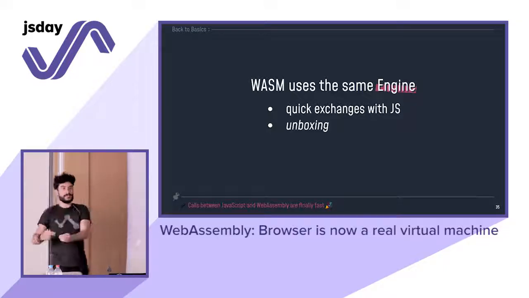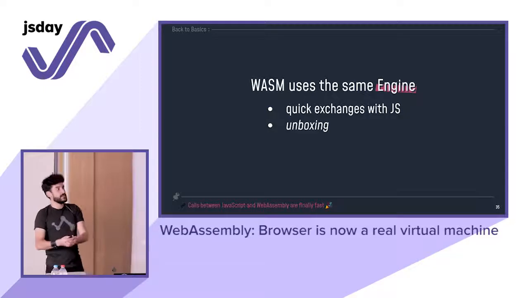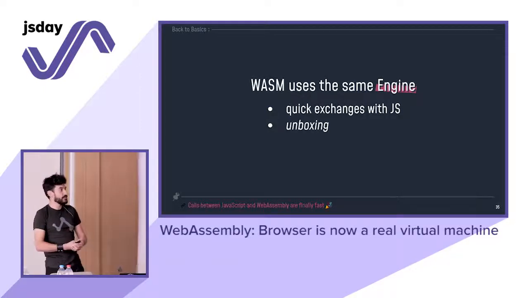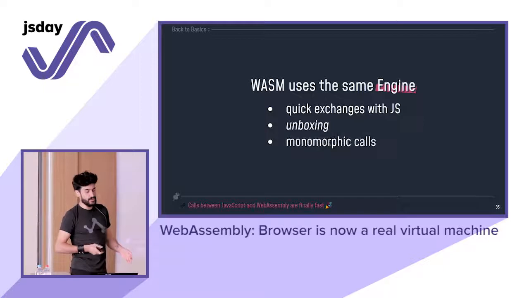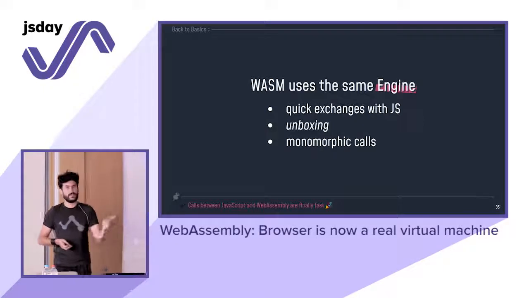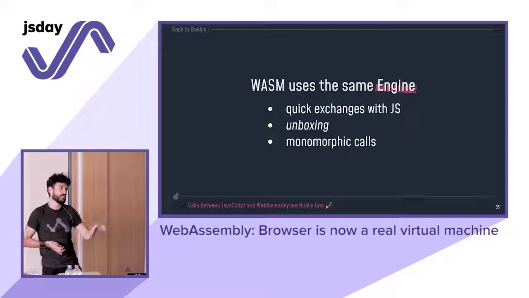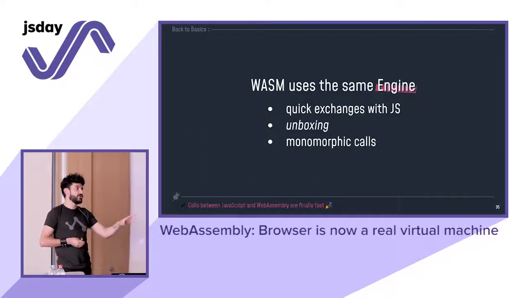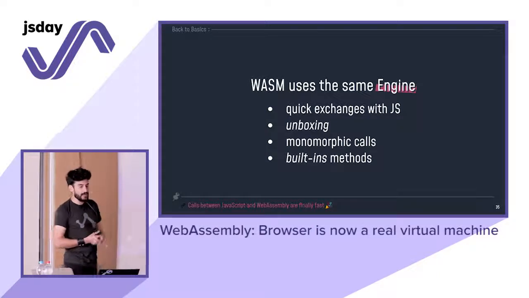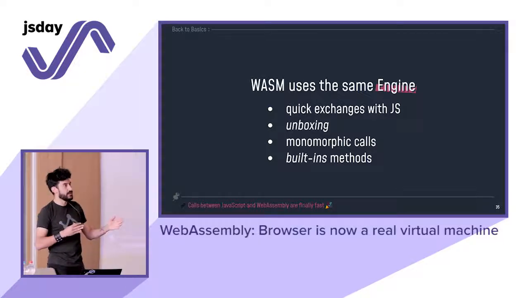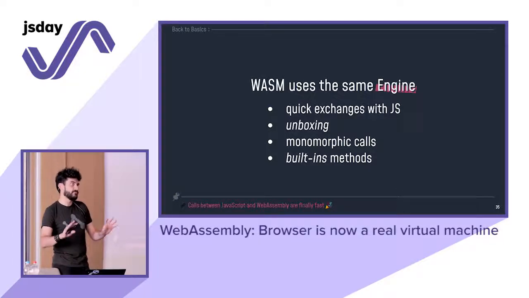So the virtual machine needs to unbox the data to understand the type, and so on. WebAssembly is statically typed. So there is a static type inside it. There is no need to unbox the data because the type of the data is predictable. So it's really fast. We don't need to do unboxing between JavaScript and WebAssembly. We can do monomorphic calls. Monomorphic calls are when you call your function with the same type each time for each argument. So it can be optimized. And we can access the built-in methods directly from JavaScript to WebAssembly, part of the built-in methods, but it is available.